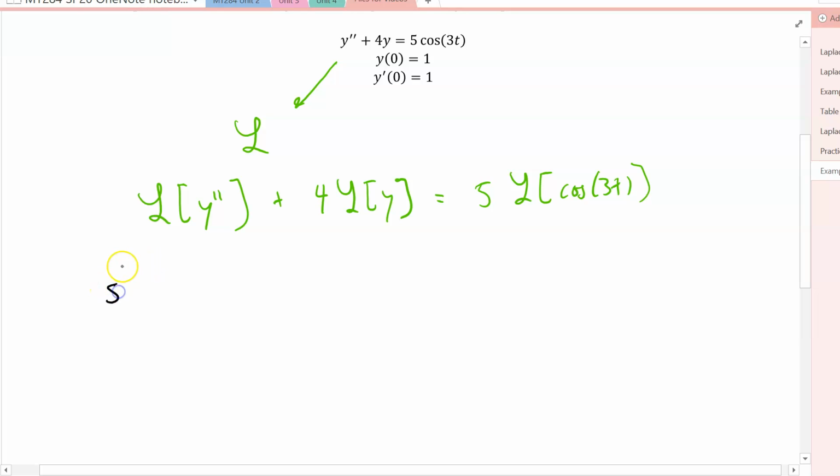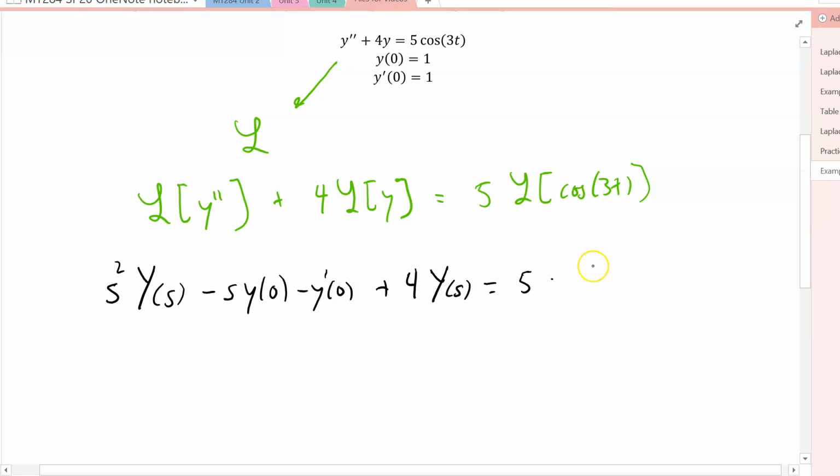Again, we're going to do s squared times, we could do L of y, but I'm just going to write capital Y to keep it a little simpler. Capital Y is the Laplace transform of little y of t, the function we're looking for, and then it's minus s times y of 0 minus y prime of 0. So that's the first term, turns into those three. Then it's going to be plus 4 times the Laplace transform of little y, which is big Y of s, and that is going to equal 5, the constant factor that comes along for the ride, times, for cosine, s over s squared plus omega squared. Well, omega's 3, so we're going to get plus 9 there.